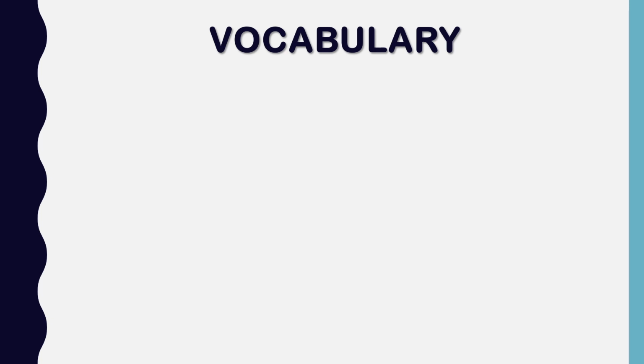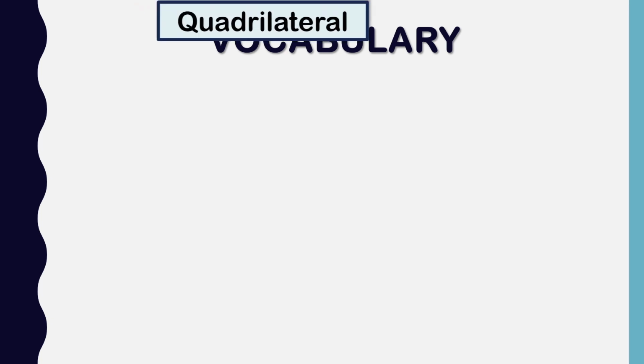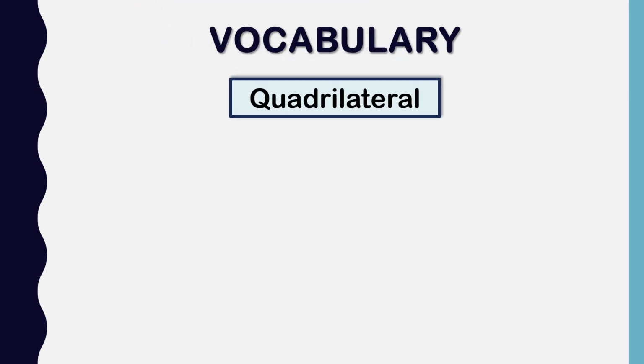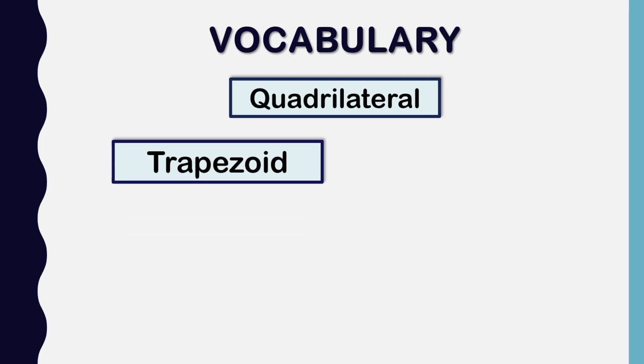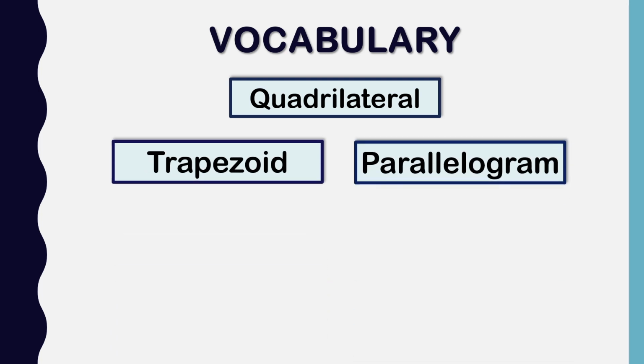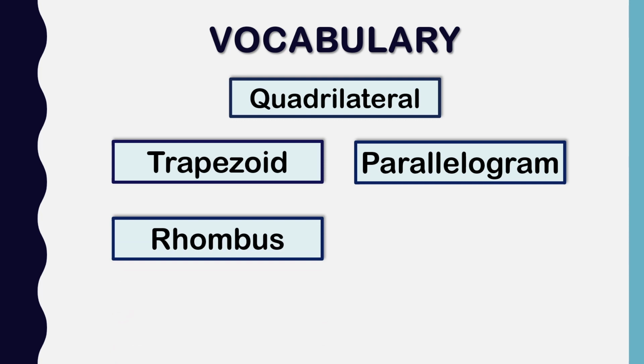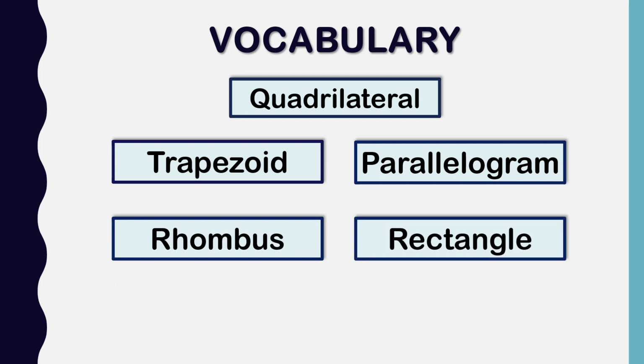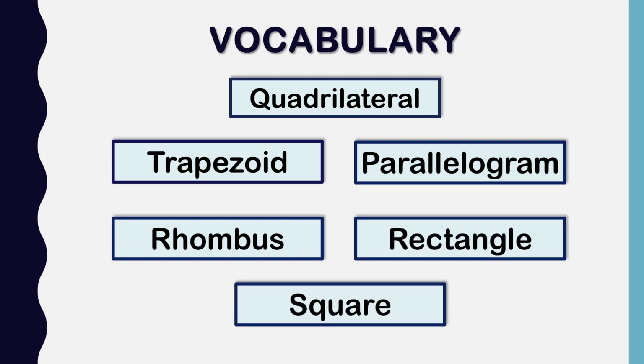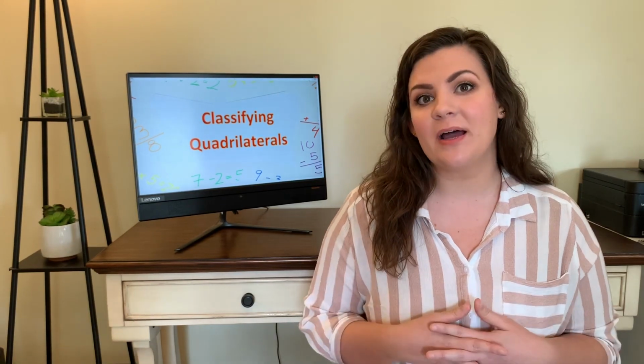The vocabulary we're going to be going over today are quadrilateral, trapezoid, parallelogram, rhombus, rectangle, and square. Before we dive into today's video, I want to remind you real quickly what a polygon is.